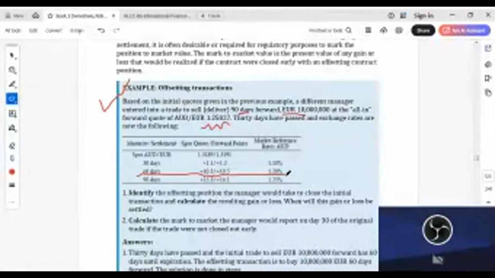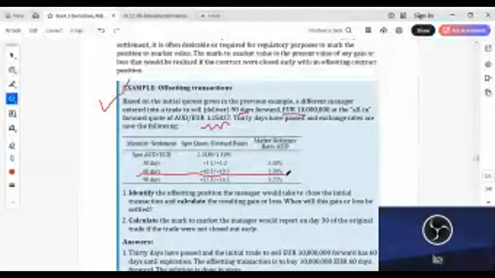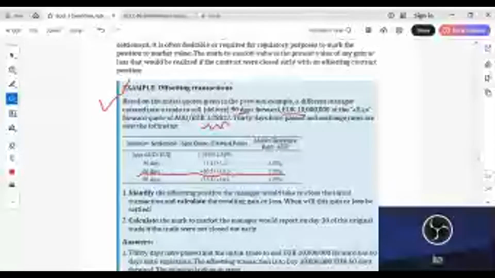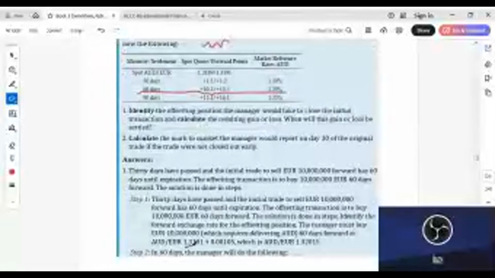So they are asking to identify the offsetting position the manager would take to close the initial transaction. You wanted to sell euro, now you will have to buy euro for 60 days maturity. And buy means 1.3191 plus 10.5 by 10,000. So this is the rate.